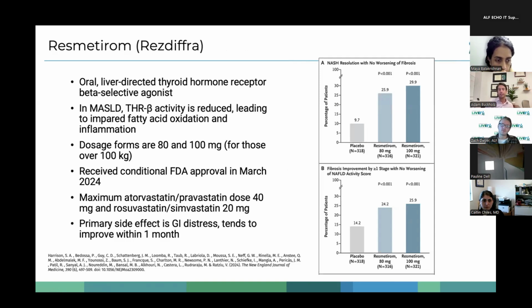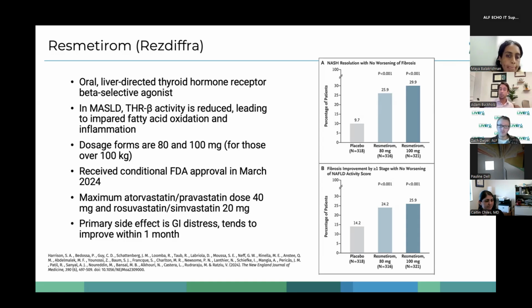And then finally, there is resmetirom, which is the new kid on the block. It's an oral liver-directed thyroid hormone receptor beta selective agonist. So it's a different thyroid hormone receptor than is met by levothyroxine, typical thyroid hormone activity. In MASLD, this beta receptor activity is reduced, which leads to impaired fatty acid oxidation and inflammation. It's a nice easy dosage form, which is 80 milligrams, or 100 milligrams for those who weigh over 100 kilograms.